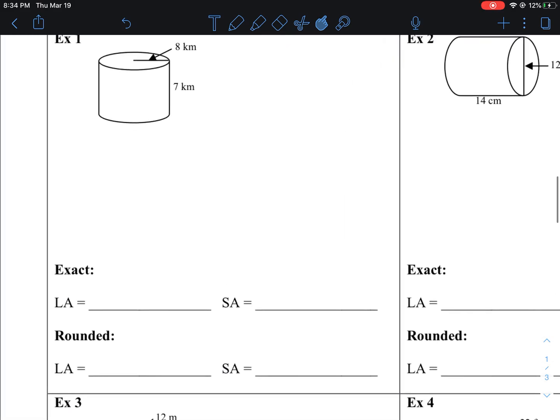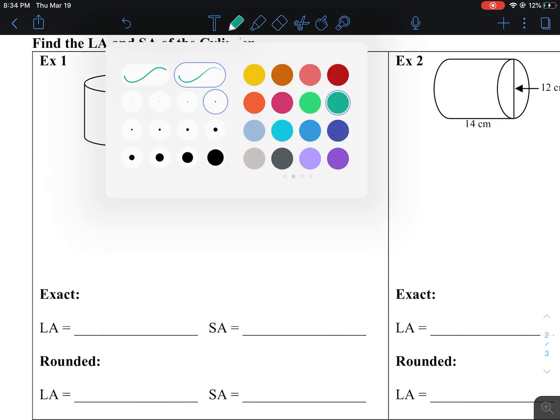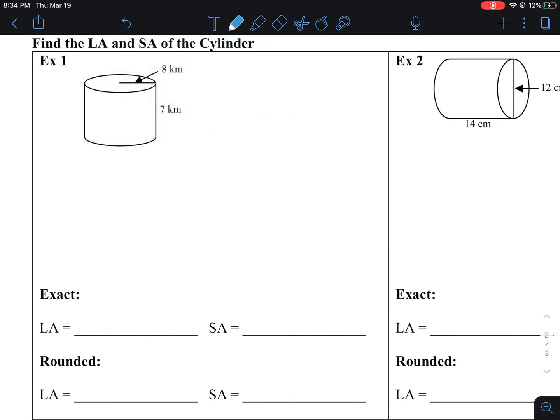So let's do some examples. So here we have our first one. It wants us to find both lateral area and surface area. And if you notice down here at the bottom, it wants exact and it wants rounded. So remember, when it's exact, that means do not type the pi into the calculator. You want to just attach the pi, type everything else into the calculator, and then attach the pi to the answer afterwards, right? Because as we know, pi is 3.1415 blah blah blah, it goes on forever. So when you put that symbol pi, that's representing every single digit of pi. So that's not a rounded answer, that's an exact answer.